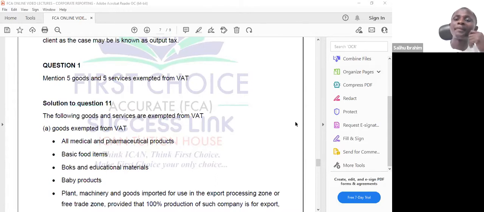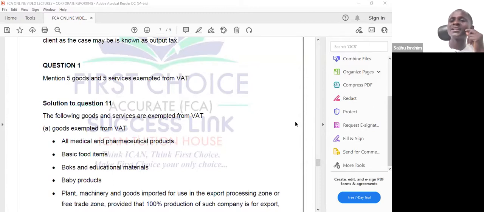Also, when you buy plant and machinery that is being used in an export-oriented business, you are not expected to pay VAT on those machinery. What do I mean by export-oriented business? You are using the machinery in a company that is producing product for the purpose of exportation, that is, export-oriented entities. So the plant and machinery bought for that purpose is VAT exempt.